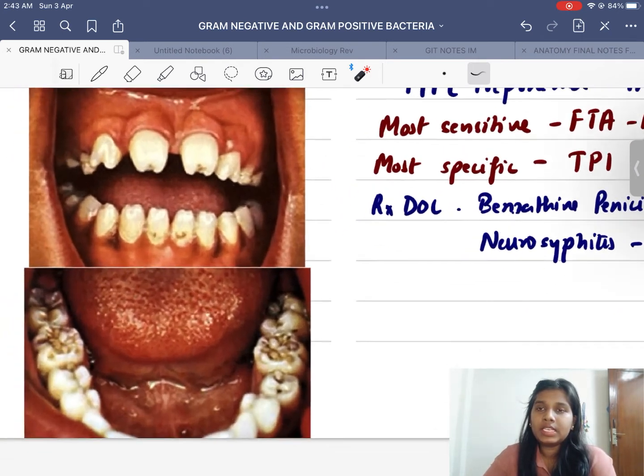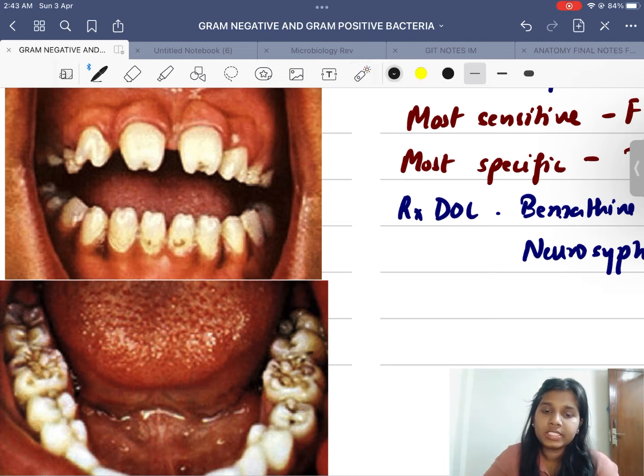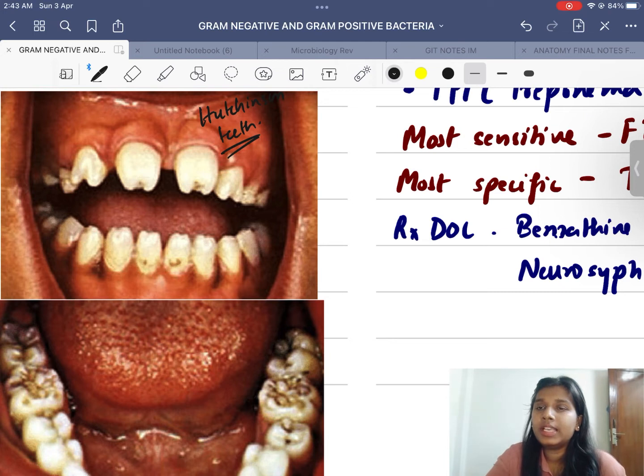Also, especially when we talk about congenital syphilis, you have these teeth. Congenital syphilis has these teeth. These are the incisors, and the canines, when they are of this shape, when they are notched, this is called Hutchinson teeth. Hutchinson teeth and Hutchinson triad both are seen in congenital syphilis.